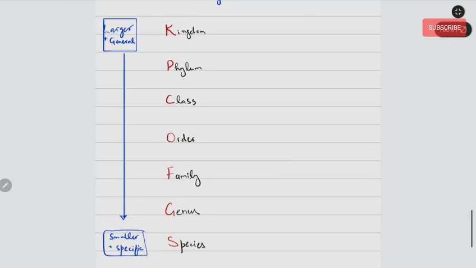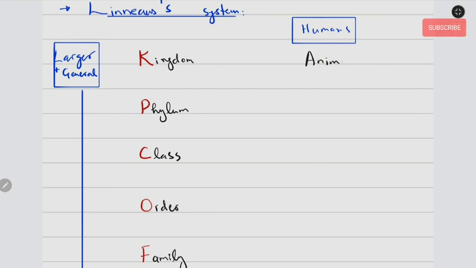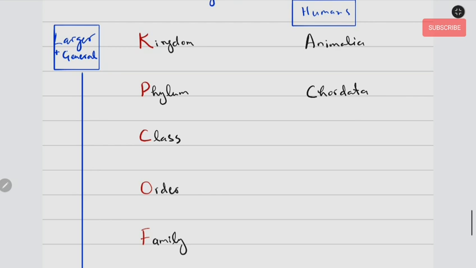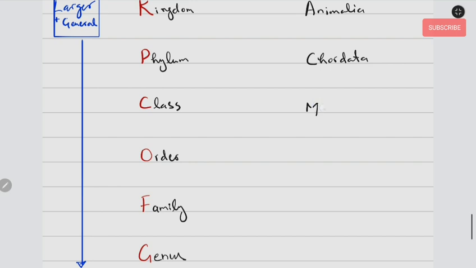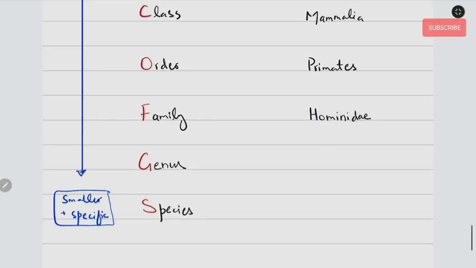Let's consider an example, for humans. The kingdom is Animalia, or the animal kingdom. The phylum is Chordata. These are the organisms which later on would develop a spinal cord. Class Mammalia, they have mammary glands. Order Primates. Family Hominidae. Genus, as we already know, Homo, and species is sapiens.